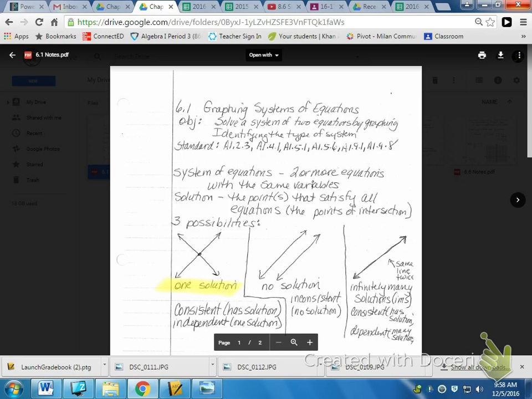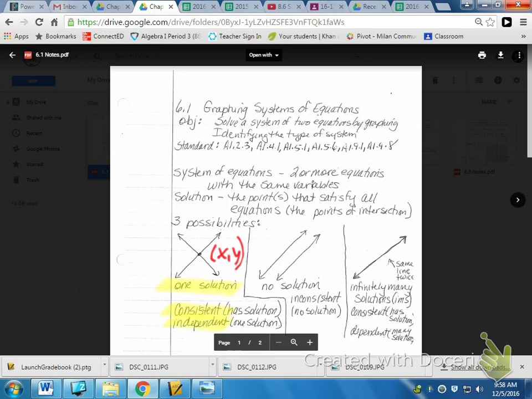They have one solution. The answer would be an ordered pair, x, y, the actual numbers. But you also have to know this terminology. If it has one solution, it is consistent. Consistent means that it has a solution. Independent means it has just one solution. So it is consistent because it has a solution, and independent because it's just one.